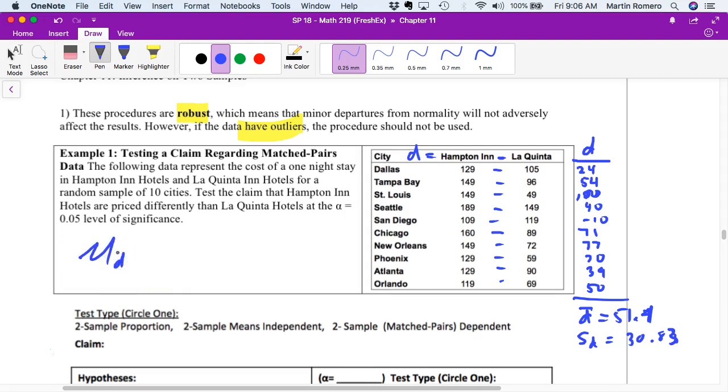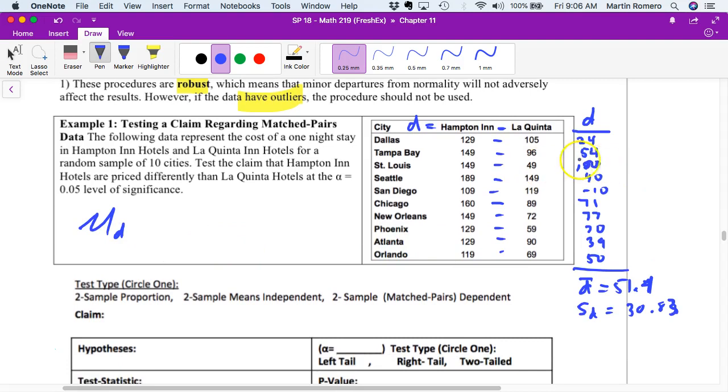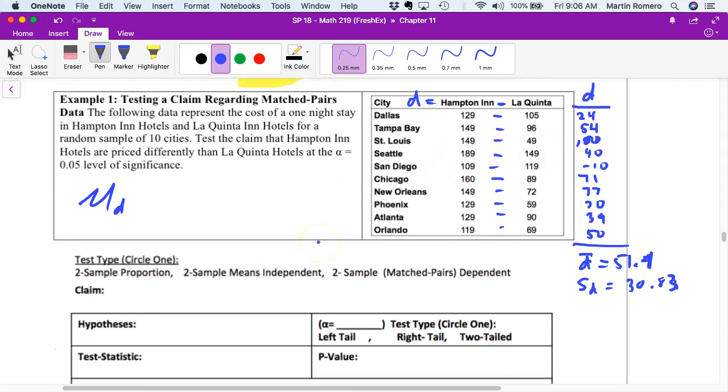And so that's what gets written in our hypothesis test. Is there a difference from city to city between those cities? And so what we have here is the test the claim that Hampton Inn is priced differently. So there's the keyword, that Hampton Inn is priced differently. And so what we're looking at is that Hampton, which is our first one, does not equal La Quinta. And so that's going to be our claim.